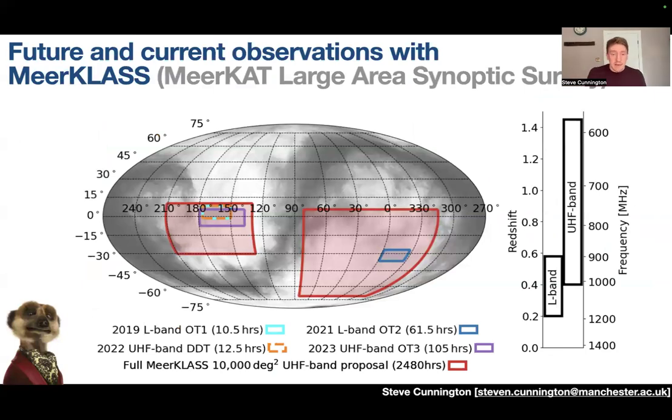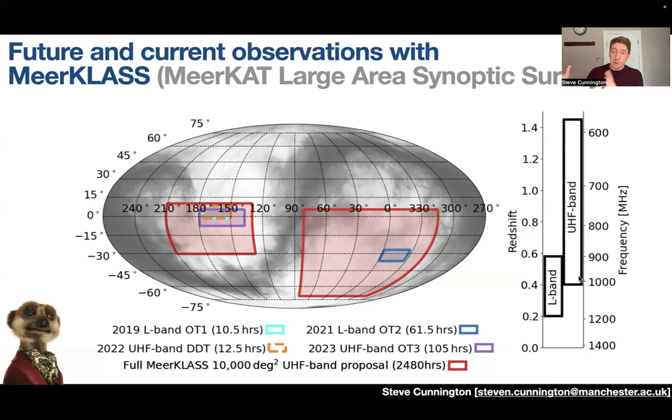Okay, and looking ahead even more, this is a summary of the observations that we've done with MeerKLASS, so the pilot surveys that we already have, and also what's to come. I mentioned that we think it'll be about 10,000 square degrees that we'll cover in the pre-Square Kilometre Array era. That's shown here by this red contour. It's just an approximate patch that we're going to try and target. So this will all be done in what we call UHF band frequency range, which is given here. All the previous results I've shown are all in L band.